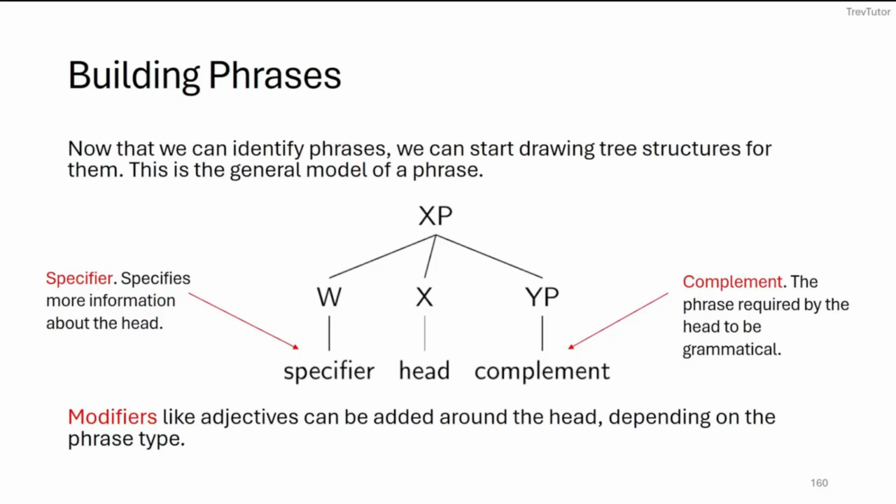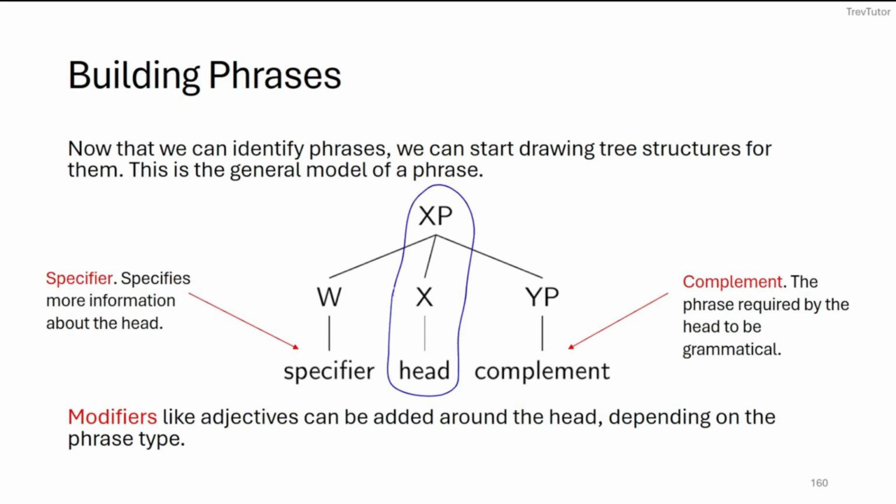Now that we've identified constituents, we can start building phrases. And this is the general structure of what a phrase is. There's a lot of information here, but we'll go through it step by step. So we already mentioned that a head X is going to build into a phrase of the same type, an XP. So this is a noun head, we're going to get a noun phrase.